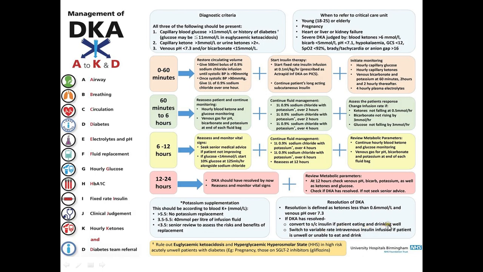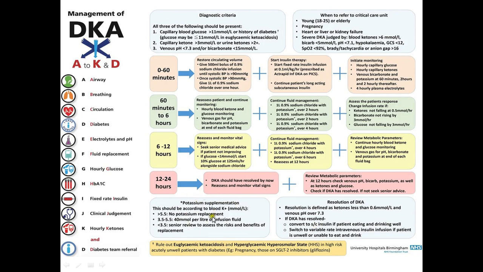is eating and drinking well, and switch to variable rate IV insulin infusion if the patient is unwell or unable to eat. So you had kept them on fixed rate, and from fixed you will have to put them on variable, meaning you will adjust the dose of the insulin according to their sugars. And if the patient is eating and drinking, then you can convert the patient to subcutaneous insulin.